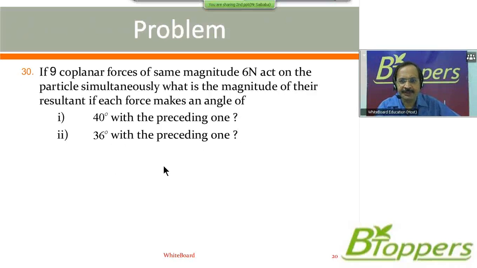I have given you 2 special cases. Once again, try to recollect those cases. In the first case, if there are n forces of same magnitude acting simultaneously on a particle such that each force makes an angle of 360 degrees by n with the previous one, then magnitude of the resultant is 0. Now, when the angle between successive forces is 40 degrees, how many forces are required for 0 resultant?